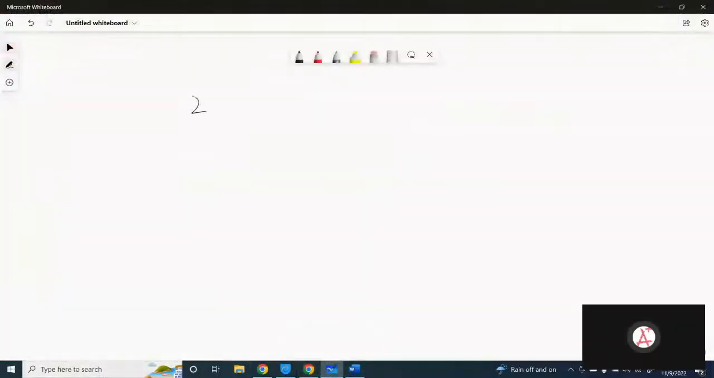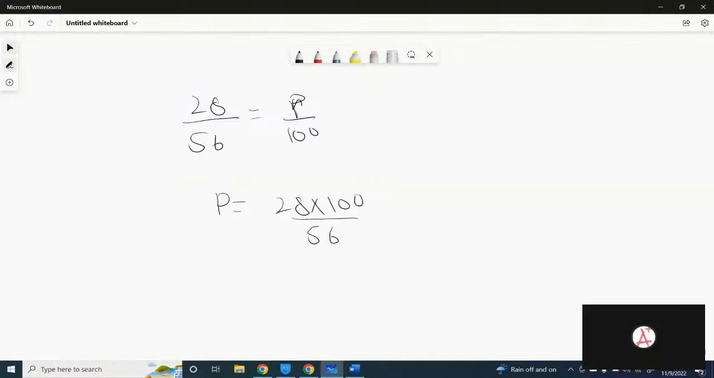So it is 28 over 56, and p divided by 100. You have to calculate what percent it is. Got it? Just do p equals 28 times 100 divided by 56. So 2800 divided by 56, I think it's 50%, because 28 is exactly the half of 56. So yes, it is 50%. Got it?